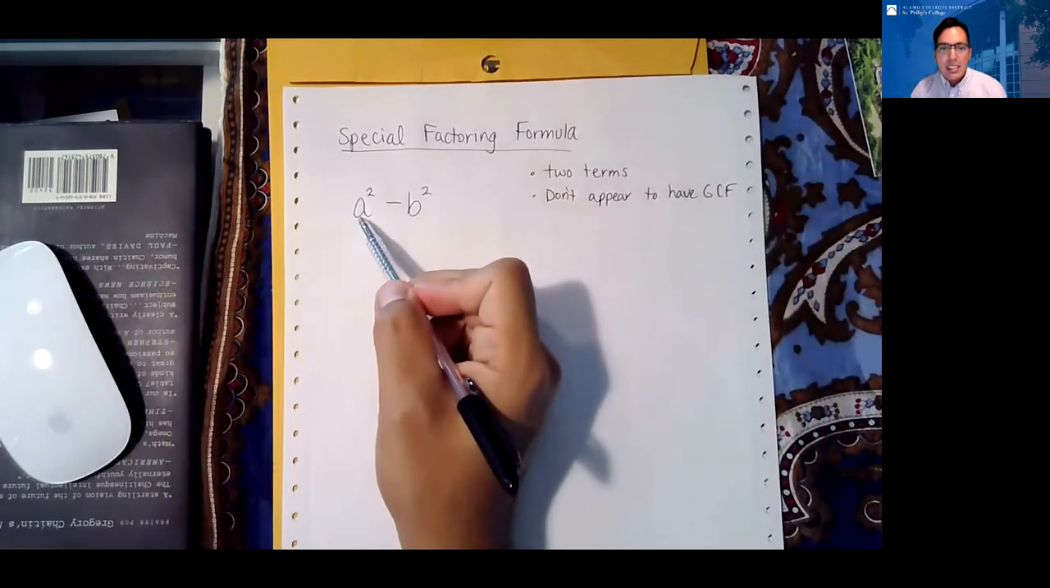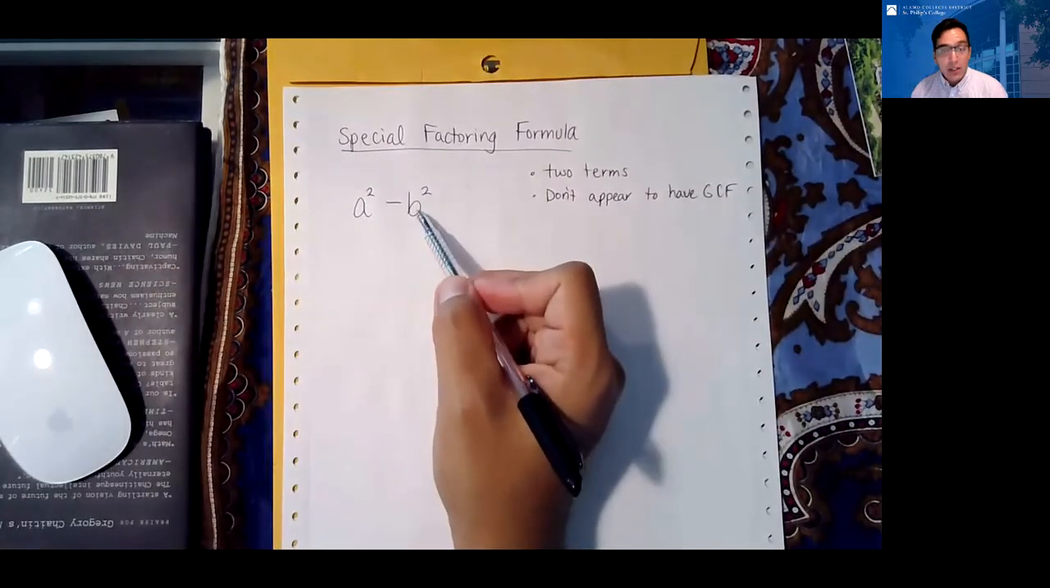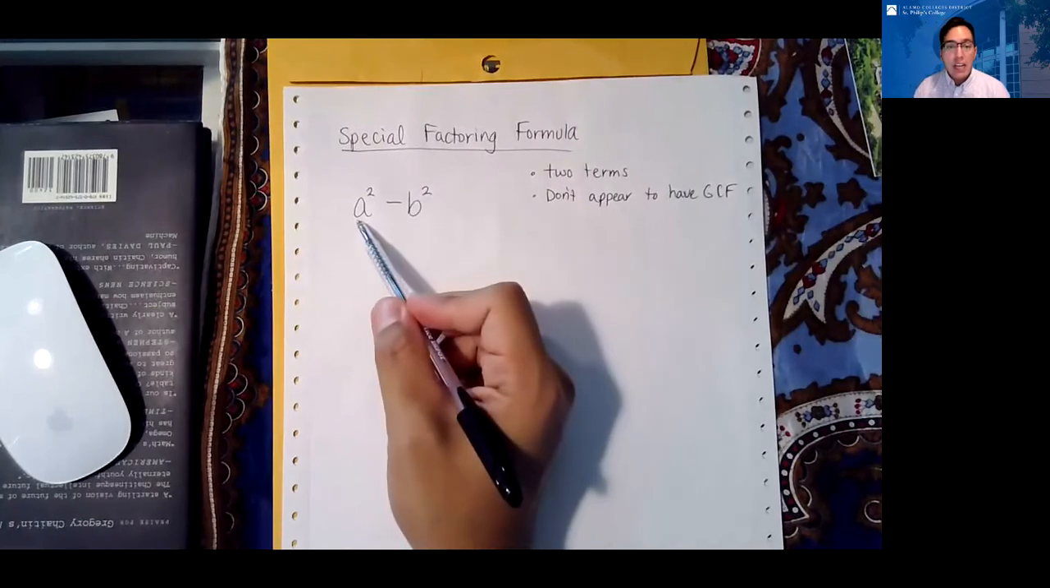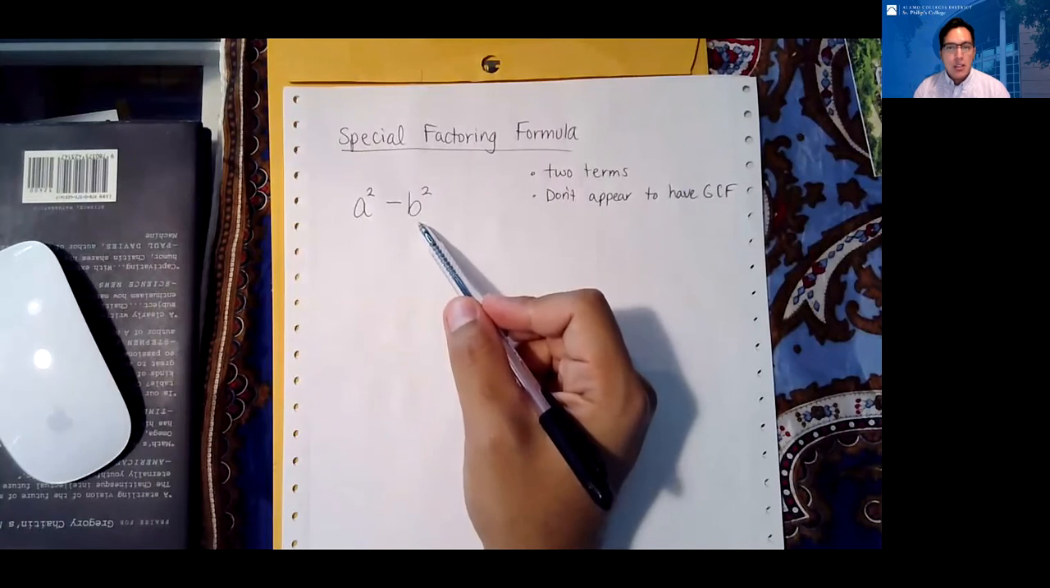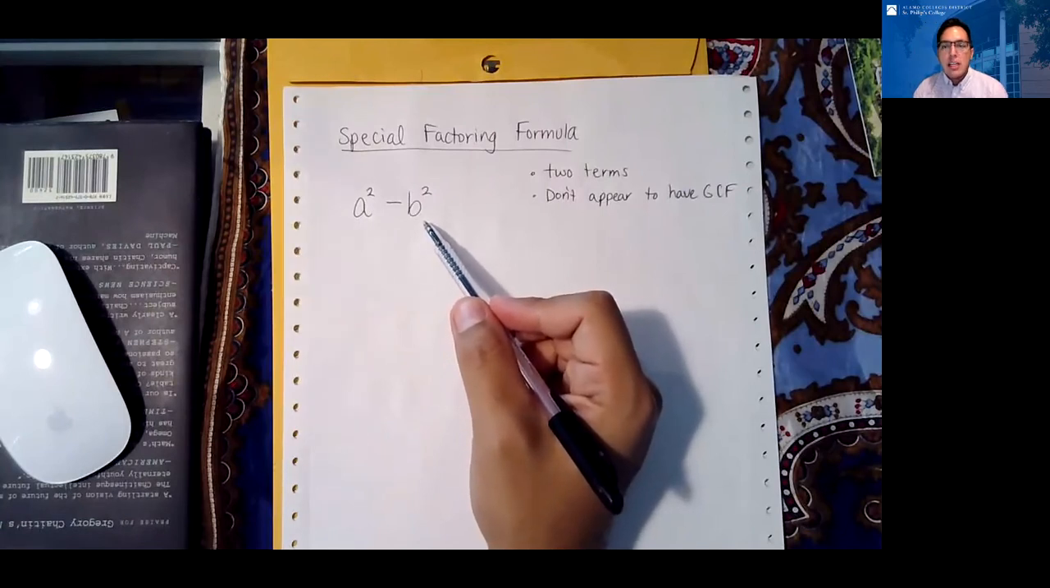The variable here is a squared. The second one here is b squared. So this has a factor of a times a. This one has a factor of b times b. So there's not a common factor here. You might then say, well, this thing isn't factorable.